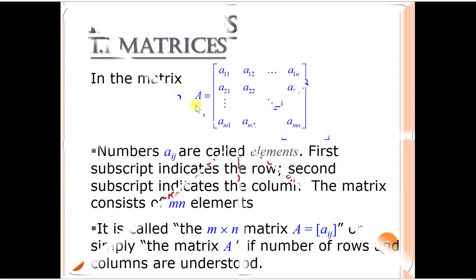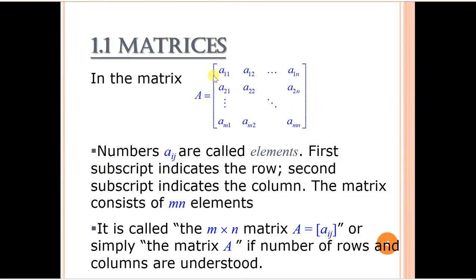In general, if a matrix is having m horizontal lines, that is m rows, and n columns, then it is called a matrix of order m by n. And the total number of elements will be mn in this matrix.